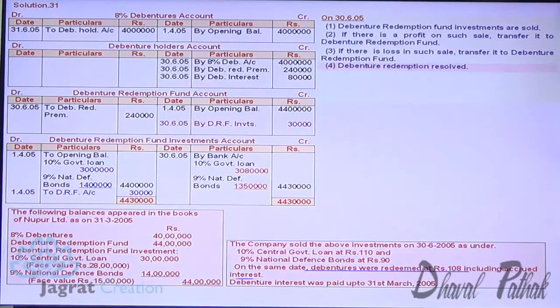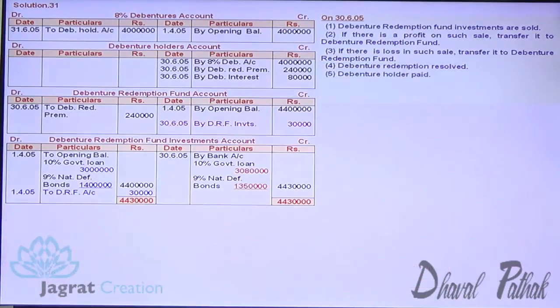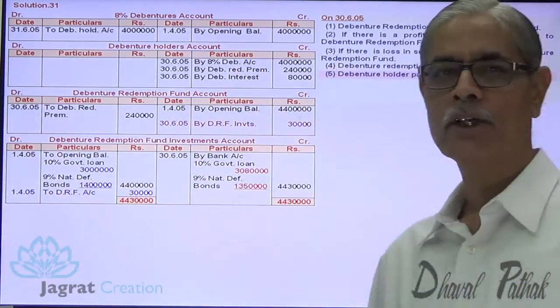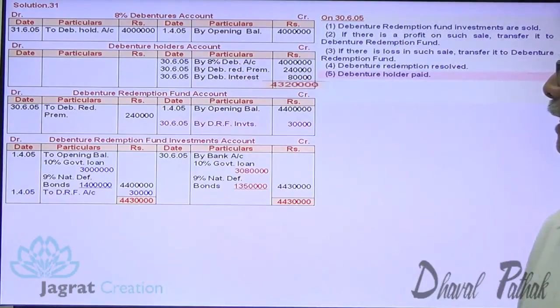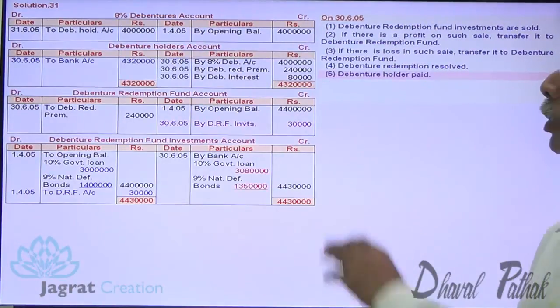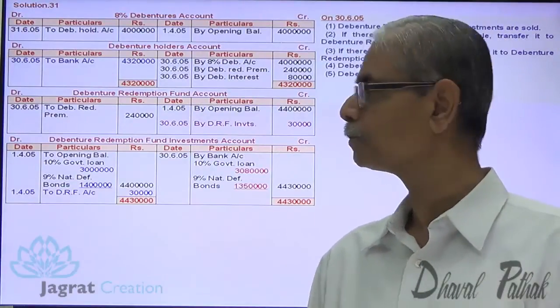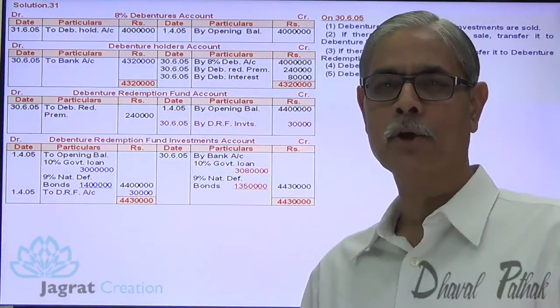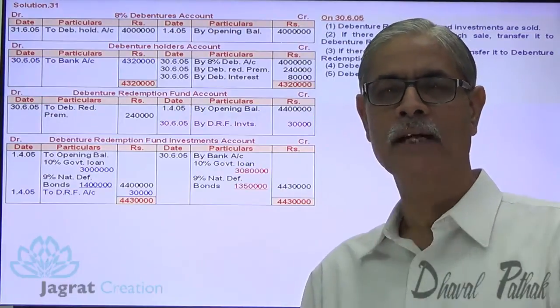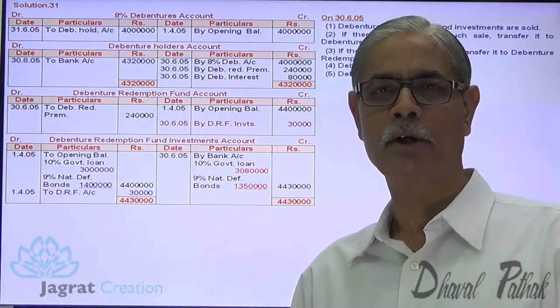Now let me pay this amount to debenture holders. So debenture holders account debit to bank account. So all the debenture holders are paid including interest and redemption premium. So this is a payment made to debenture holders. Journal entry for that is debenture holders account debit to bank account credit.